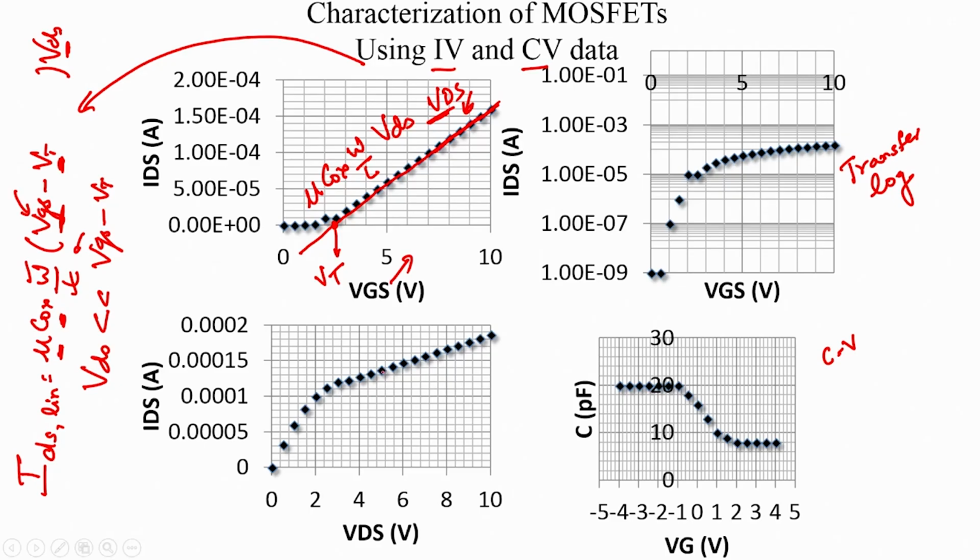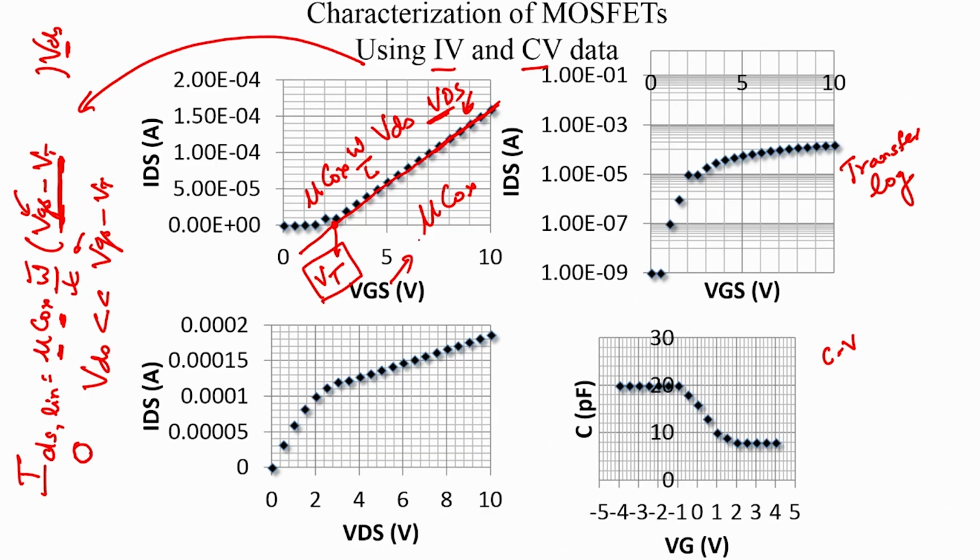Why is that? If you set your IDS as 0, you find that that can happen when your VGS is equal to VT. So, that is the x intercept. Okay. So, from this characteristics, what we can obtain is this product, which is mu into Cox and this value, which is a likely value for the threshold voltage.